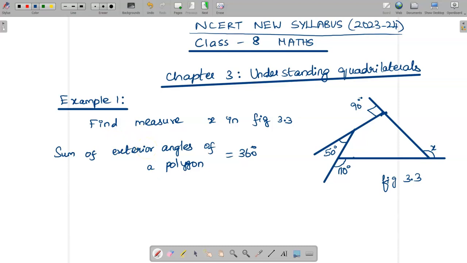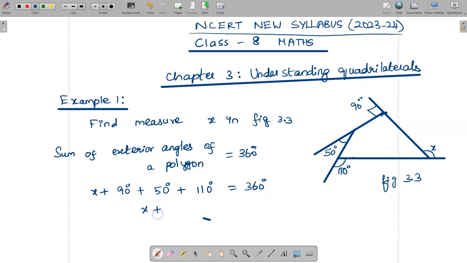So with this formula we need to measure this particular exterior angle x. Let us add all the values of the exterior angles. Here we have x plus 90 degrees, and here 50 degrees, plus 110 degrees. These are all the exterior angles. Generally the sum of all the exterior angles is 360 degrees. With this general formula we can easily find x.